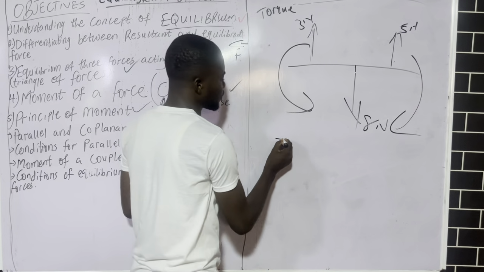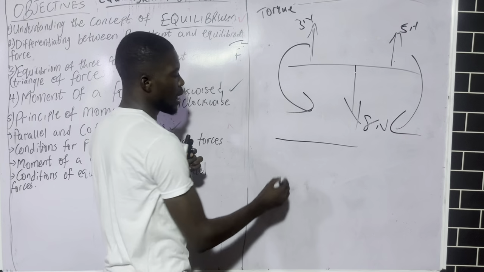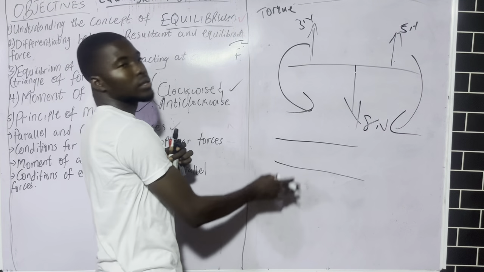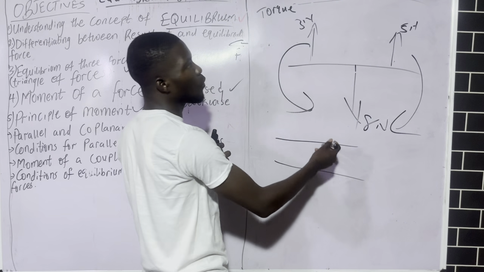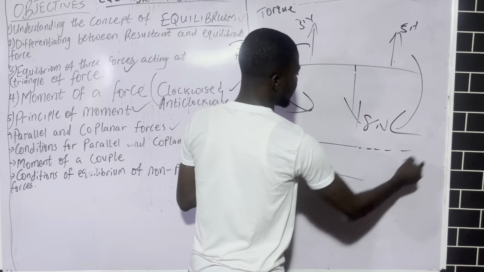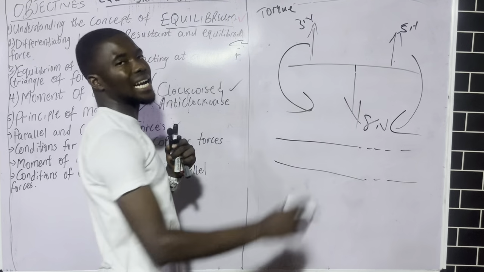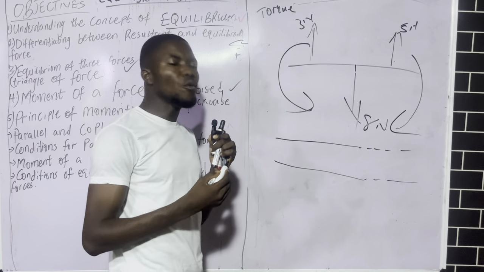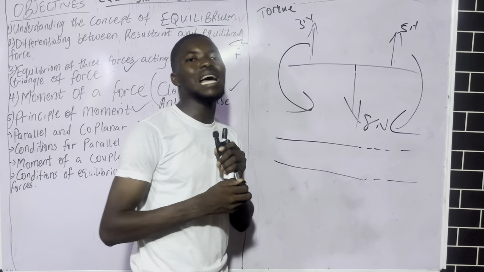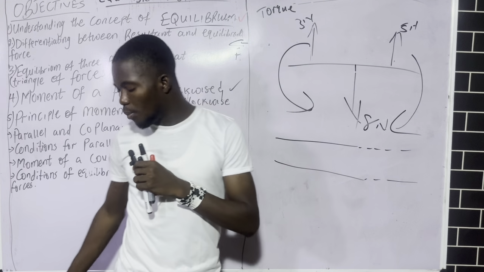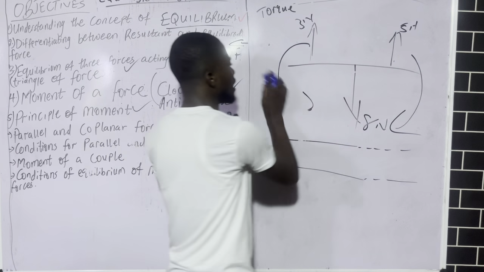Let's say I have a line like this, and I have a line like this. These two lines, no matter how I draw them, no matter what I do, their lines of action can never meet, even if I keep drawing. That's what we mean by parallel. So when we say parallel forces, we mean forces whose lines of action do not meet. No matter what, they never meet. That's what we call parallel forces.